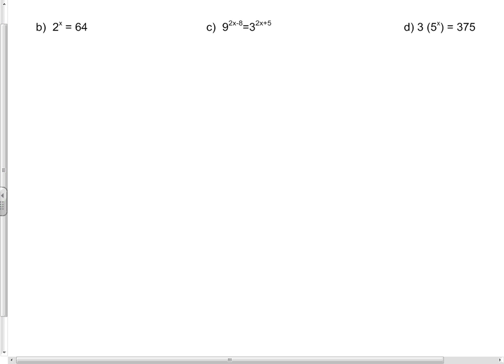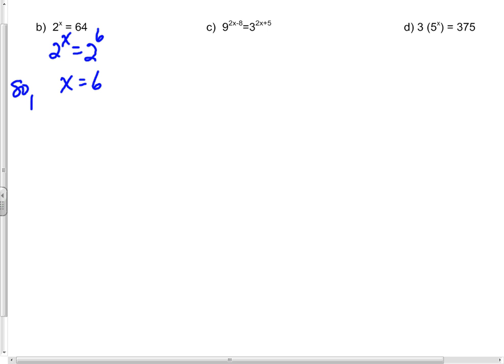2 to the x equals 64. Just as a little look at some things that we can do, if I know that 2 to the x equals 64, I can't solve that unless I have the same base, at least not yet. I know that 64 could be rewritten as 2 to the power of 6, so x must be equal to 6.